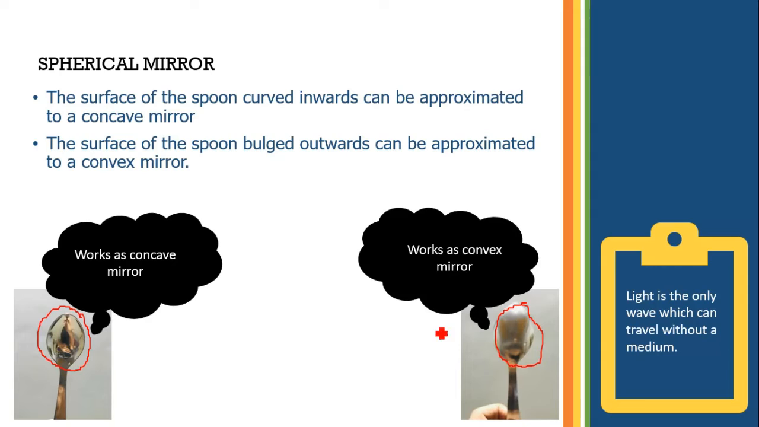Now, the second difference you can spot in the spoon. In the first image, you can see the image is inverted. This is me holding the phone, and my image came inverted, meaning legs are up and head is down. So when the image is inverted, it is a concave mirror. And you can see in the second image, my head is up and I am holding a phone, so the image is straight. So we can say in the convex mirror, the image is straight. So we got the two differences between concave and convex mirrors.